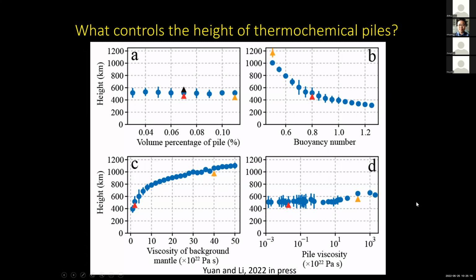Okay, and in figure D, we also test calculations. We change the viscosity of the thermochemical piles. It has some effects, particularly if the pile viscosity is much larger than the background mantle viscosity. However, the effect is quite limited. There's just about 200 kilometers variation. Okay, and there's no way for figure A, volume, and for figure D, pile viscosity, to explain the 1,000 kilometers difference of pile height for the two LLVPs. So the only solution is buoyancy number and the viscosity of background mantle.